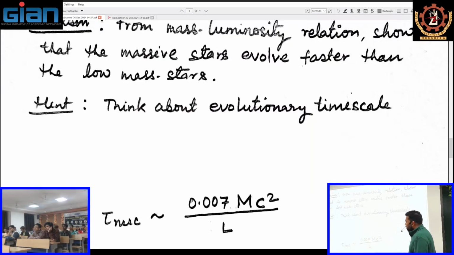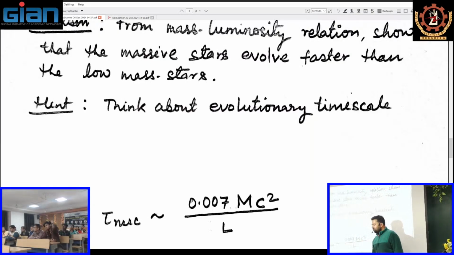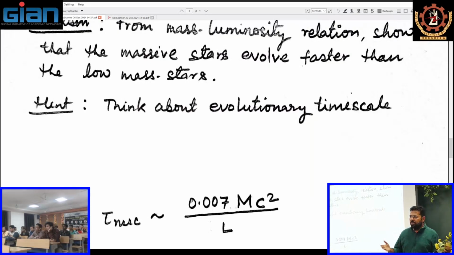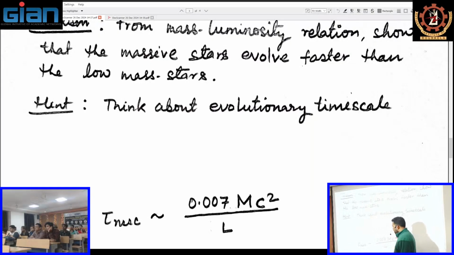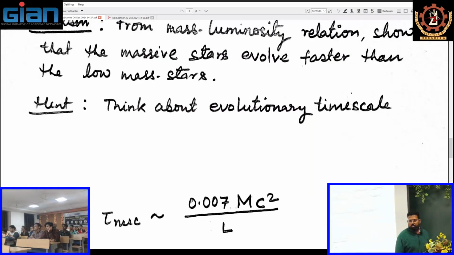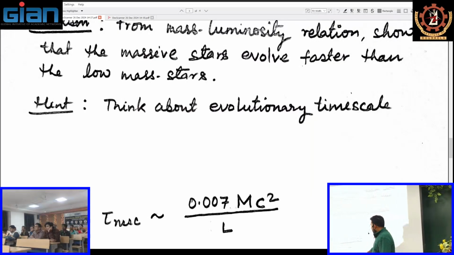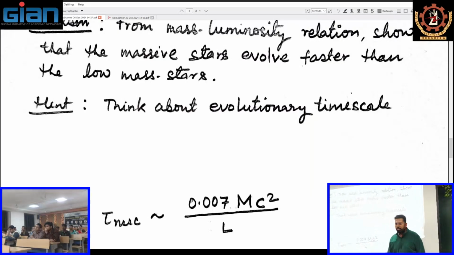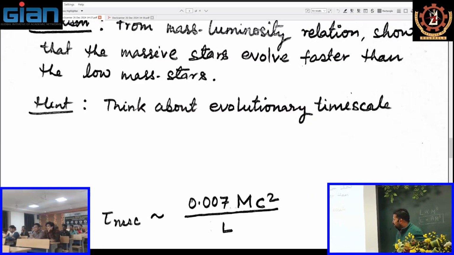Now what I am saying is that you have to show that massive stars evolve faster than low mass stars. So how can we do that? Exactly. You already know the dependency of luminosity on mass. So L is proportional to m cube, in most cases close to main sequence. If you simply substitute this L proportional to m cube, let's see what we get.